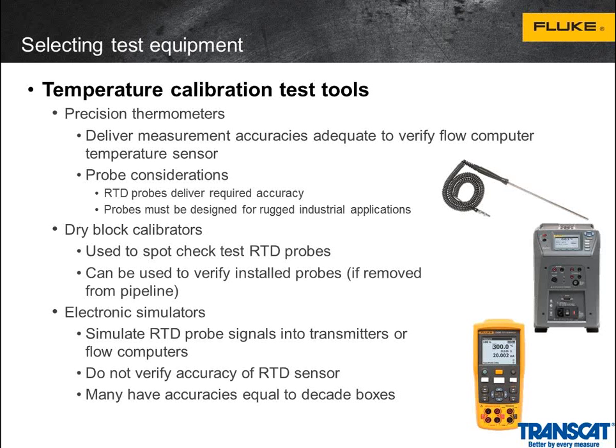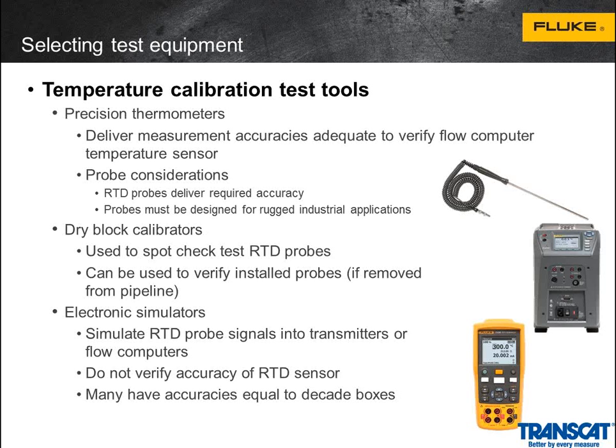The probes, assuming they were designed for an industrial application, are usually quite rugged. However, it is possible to damage them, and you should spot check them periodically. The easiest way to spot check them is with something like a dry block calibrator. So the dry block calibrator here I've got pictured, you actually can insert your RTD probe and verify that it's reading a correct amount. You'll set the dry block calibrator to hold a particular temperature, and then you'll verify that your precision thermometer and RTD probe system are working properly.